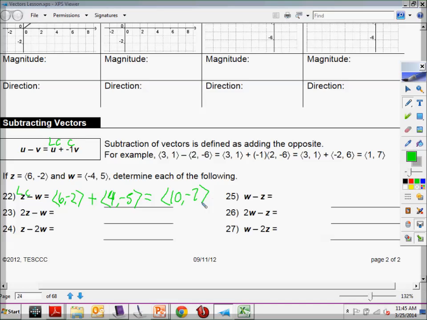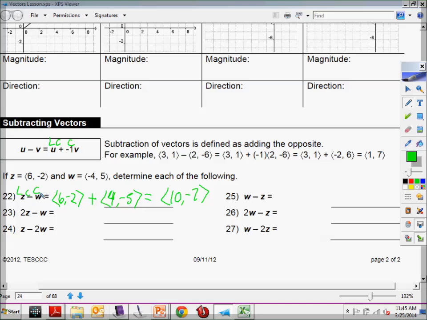Did I lose anyone? No, I'm sorry. Yes, Don? Why did you put 12, -4? Because it's subtraction. Keep, change. I leave the first one alone, change my operation, and change the signs of the following vector. So the vector was -4, 5. Because it's subtraction, it becomes +4, -5.